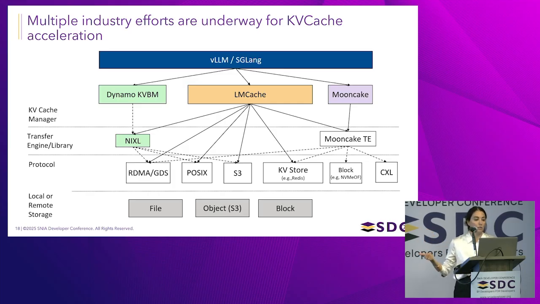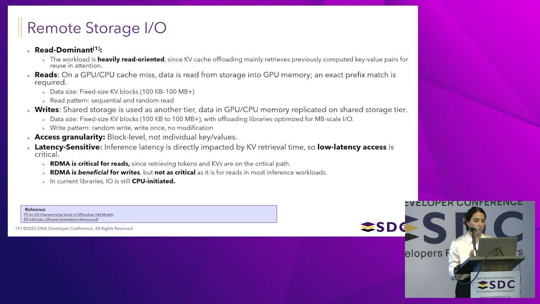You can write the data using RDMA, like GPUDirect Storage, right? You can use POSIX. We see now, for instance, even S3. LMCache has S3 support. NIXL has S3 support. They support KV stores like Redis. They support block like NVMe over Fabrics and CXL. So the options are there. Obviously performance is very important, but you can use any storage backend today with the existing stuff to offload your KV.